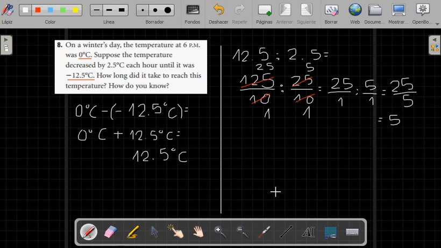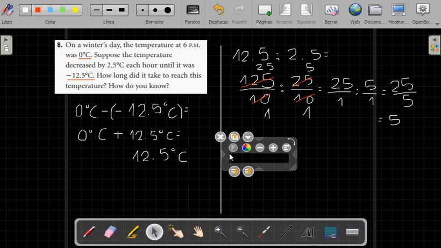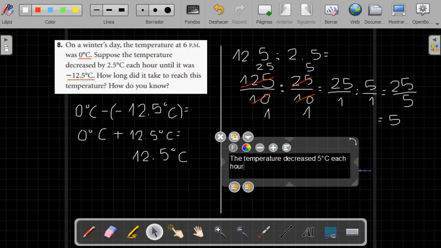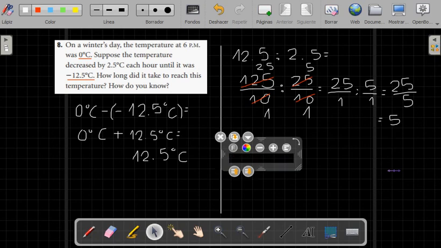So let's write it. The temperature decreased 5 Celsius degrees each hour. A ver, no, perdón. That's not the meaning of that 5. It means that it took 5 hours. Sorry for that.